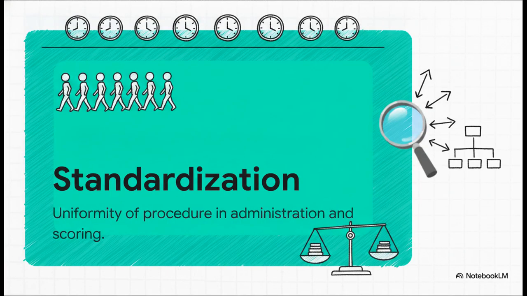First up is standardization. This means there's a strict uniformity of procedure in exactly how the test is administered and scored. This is absolutely critical. It basically ensures that all the variables under the examiner's control stay constant. Why does this matter? Well, if the procedure is exactly the same for everyone, we can be confident that any differences in the final scores reflect actual differences in the test takers themselves and not just random extraneous variables, like how much time they were given or even how the instructions were read to them.